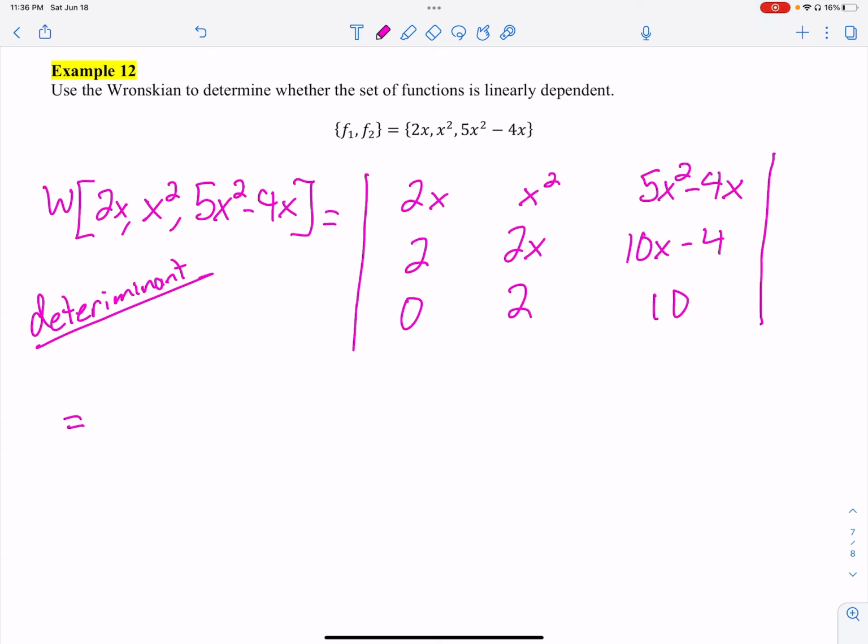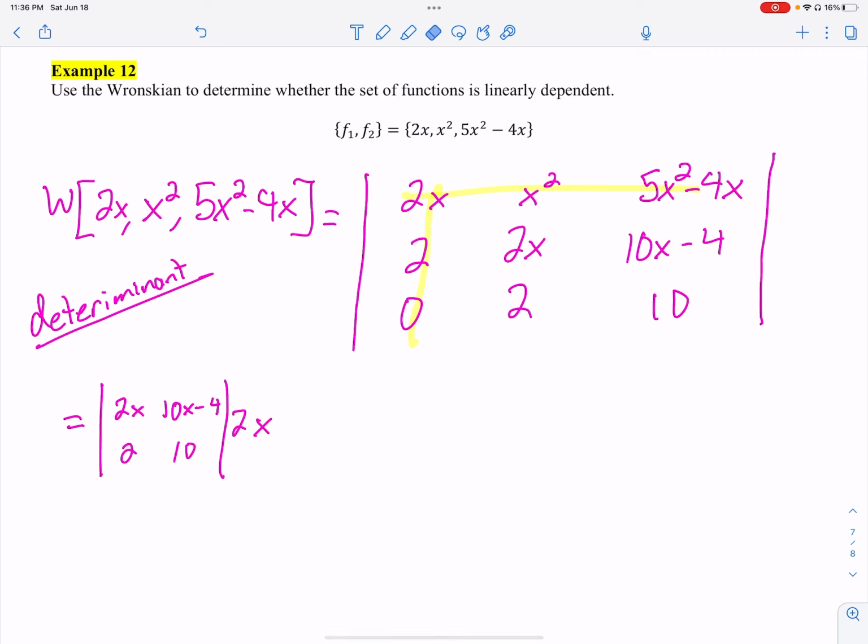So this is when we do our cross out method. We cross this out, cross that out, and we write down what's left inside a small determinant: 2x, 2, 10x minus 4, 10. And then we put the intersection here. We didn't talk about it in Calc 3. I mean, I know I don't in my class.